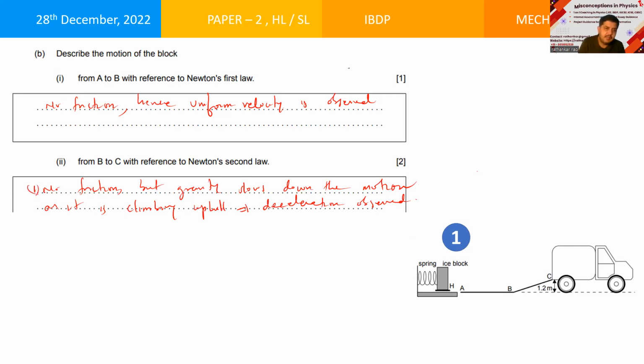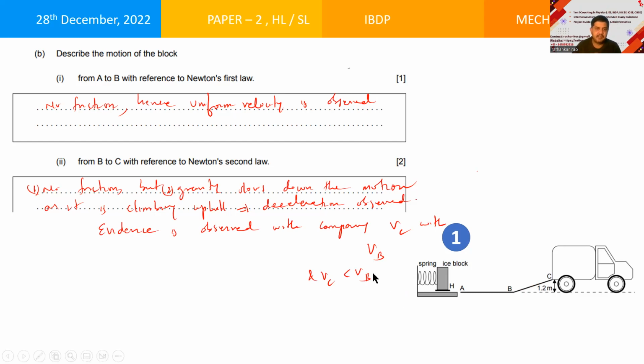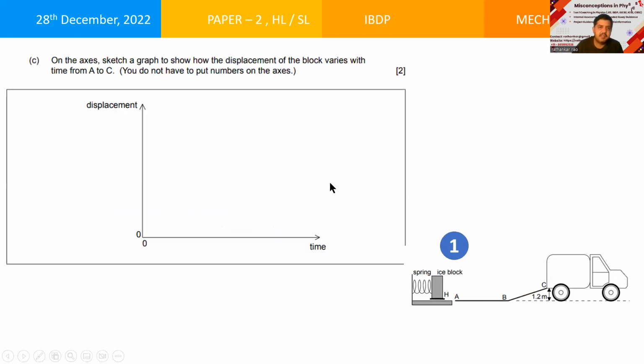First one is no friction. The second point is gravity slows it down. Okay, and if you want to add one more, you can say evidence is observed by comparing VC with VB, and VC is less than VB, right? So which means that there's a deceleration being produced. There's no uniform velocity motion, right? So we have very clearly mentioned everything with respect to Newton's first law. Okay, now let us move on to the next one.